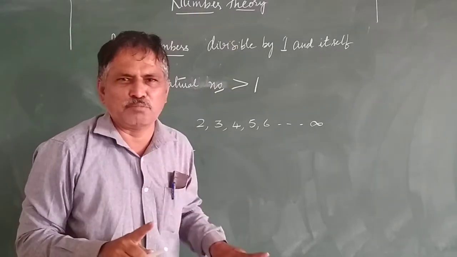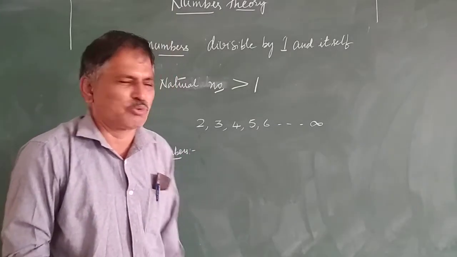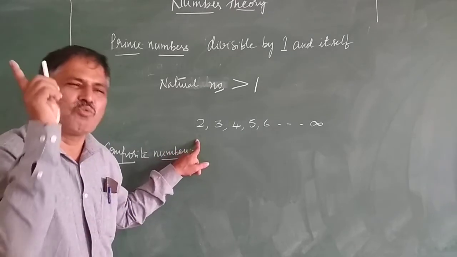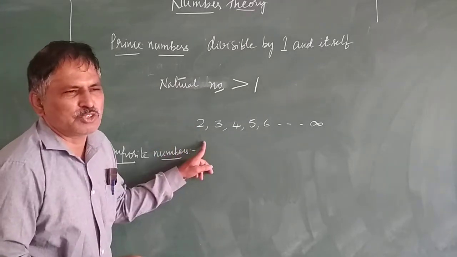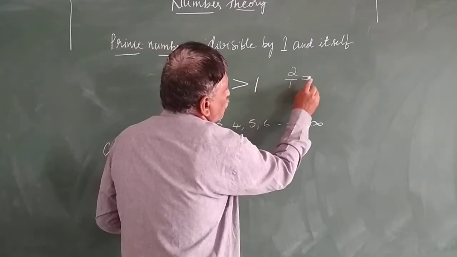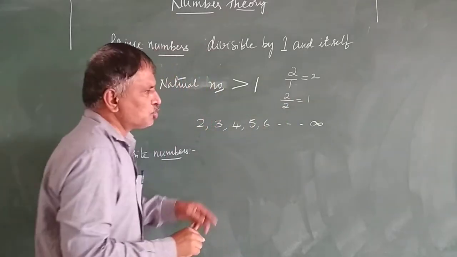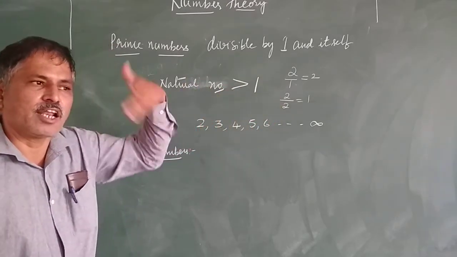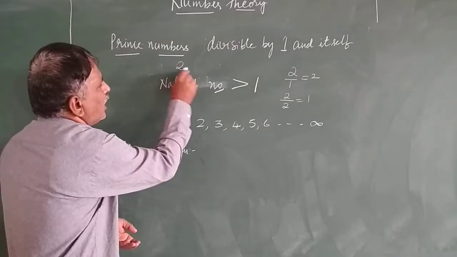You look at all the prime numbers. When you look into all the prime numbers, all prime numbers are odd numbers only except 2. 2 is the first prime number and 2 is the only even prime number. So 2, I can divide this with 1, and I will get 2. When I divide 2 with itself, I will get 1. I cannot divide with any other number. So 2 is taken as a prime number.